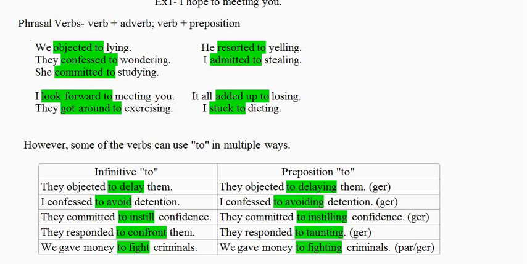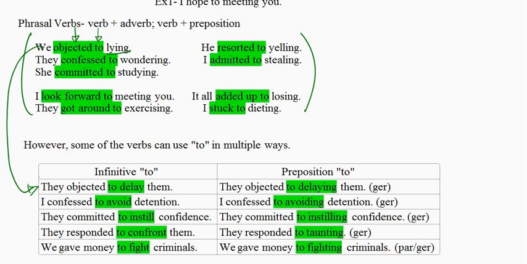So here are some examples of phrasal verbs. So what you'll notice is that there's a verb and there's a to. But in these cases, that to is functioning as a preposition, so therefore what follows is that gerund, which gives us that noun, which is the object of that preposition. Now, even with these verbs, sometimes these verbs can function with also the infinitive form.